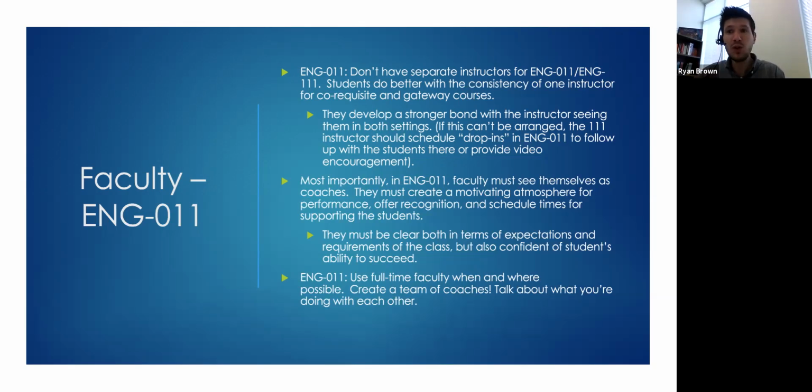When possible, using full-time instructors or instructors who have deep experience teaching 111 or English 011 or even English 002. Having a team of experienced instructors is important just because they bring their background to the table and they are oftentimes familiar with the struggles that students go through and how to address those different struggles.